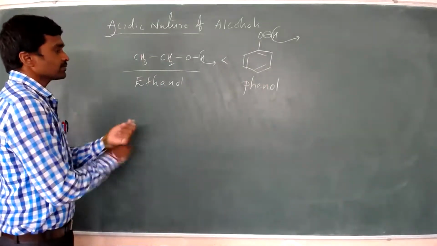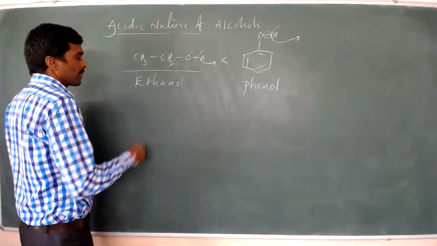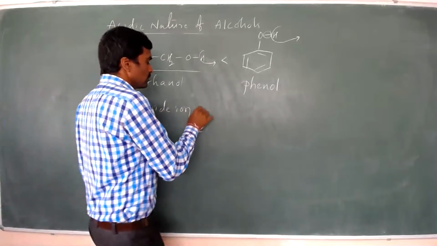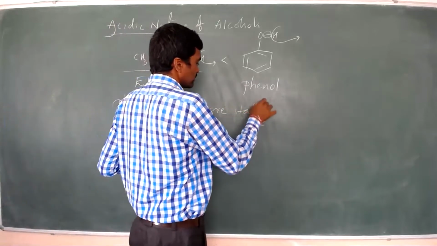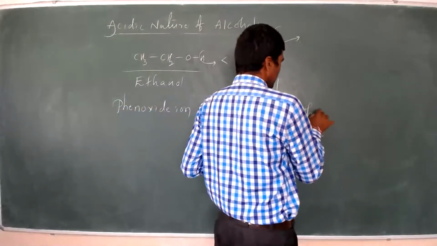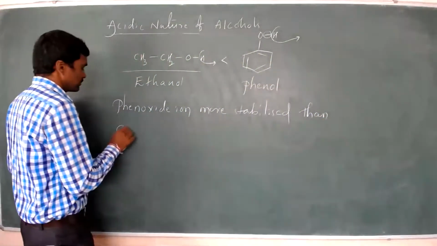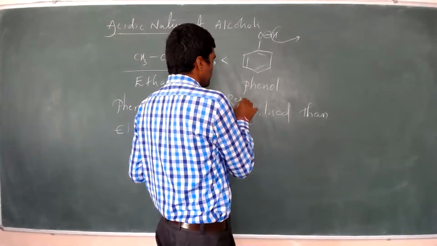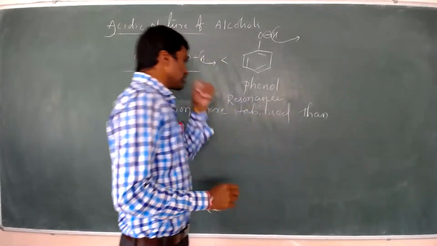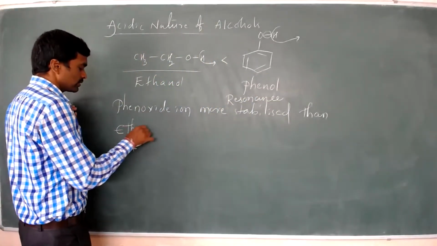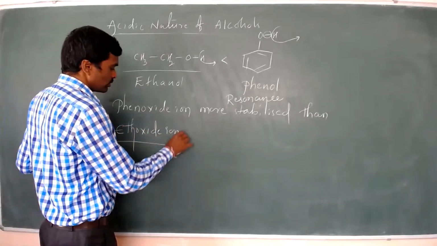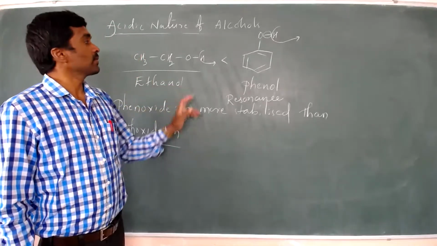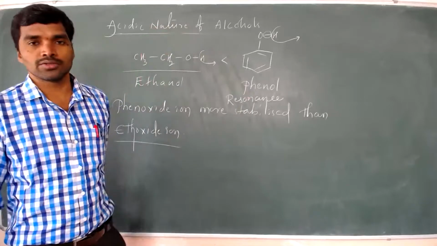So now what I'm telling you: the phenoxide ion is more resonance stabilized than the ethoxide ion. Due to this reason, phenols are more acidic than ethanols. You remember this point.